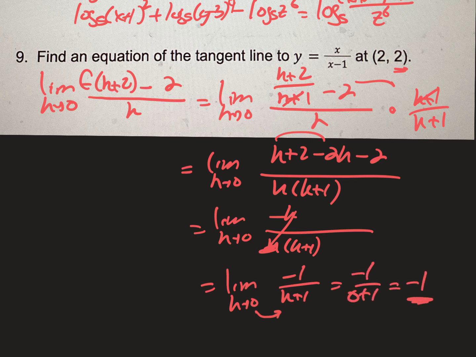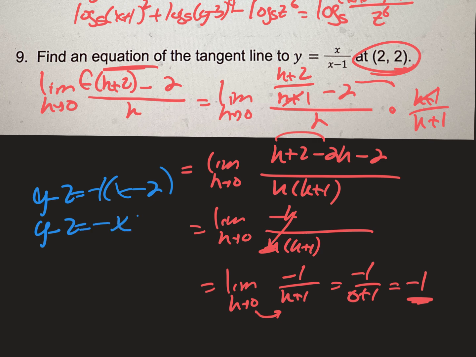Now what that is, that's my slope. It said find an equation of the line. So there's my slope. My point at the beginning was 2, 2. So I'm about to do point slope form to finish up. I'm going to do y minus 2 is negative 1 times x minus 2. Distribute the negative 1 and move the 2 over. I get negative x plus 4. And there you have it.